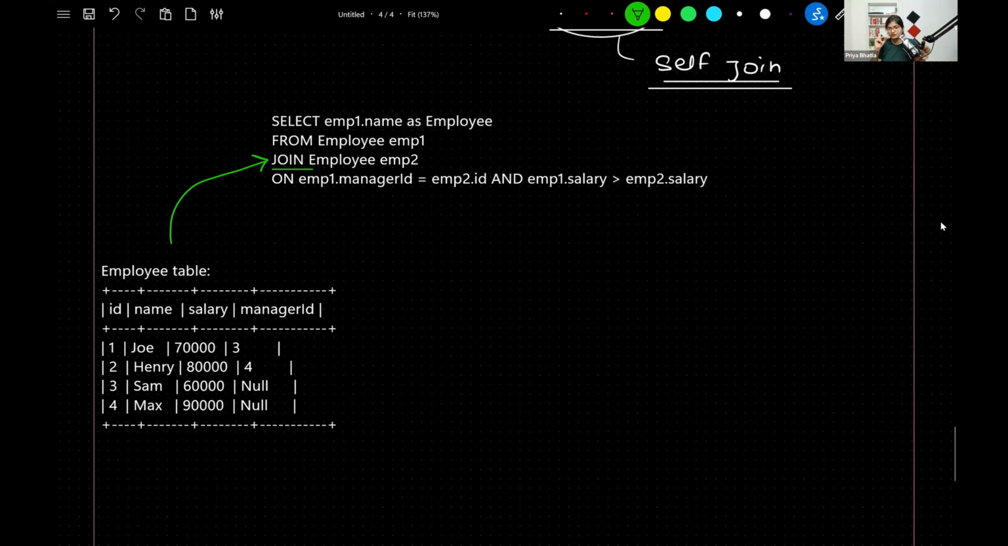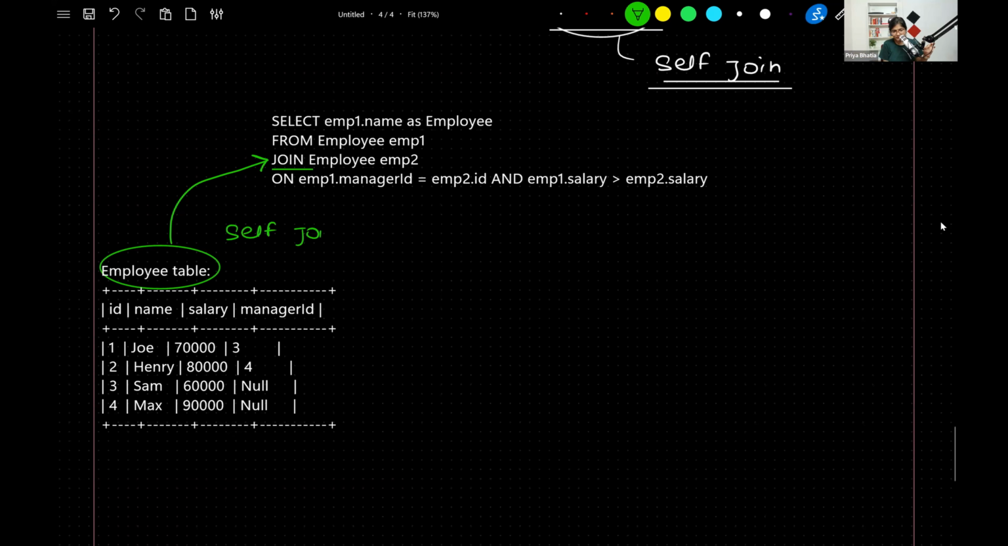So why I'm saying that join is the only way to solve this problem, because we need to compare the individual employee salary with the manager salary. And in the employee table, the ID of the employee is also given and the manager ID is also given, depending upon whether a person has a manager or not. Now, because I'm working on a single table and I have to apply a join on this table itself, that's why we call it a self join.